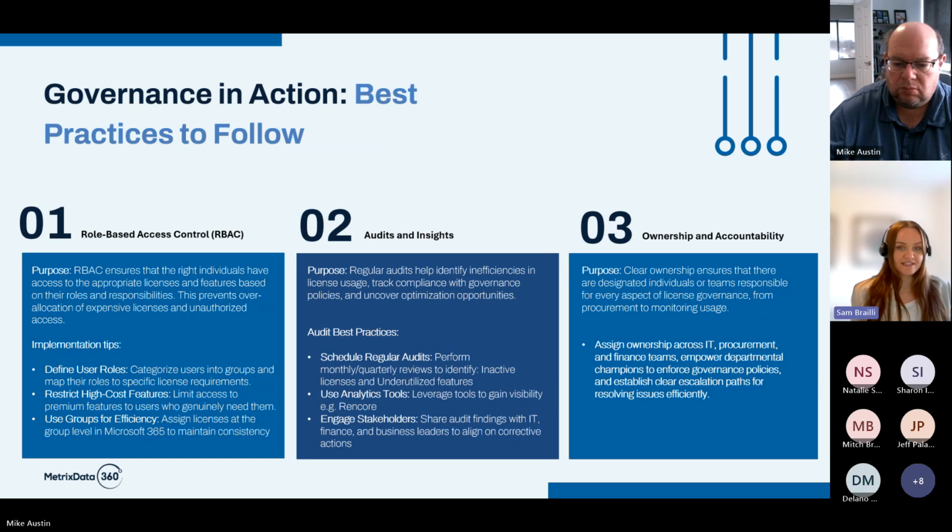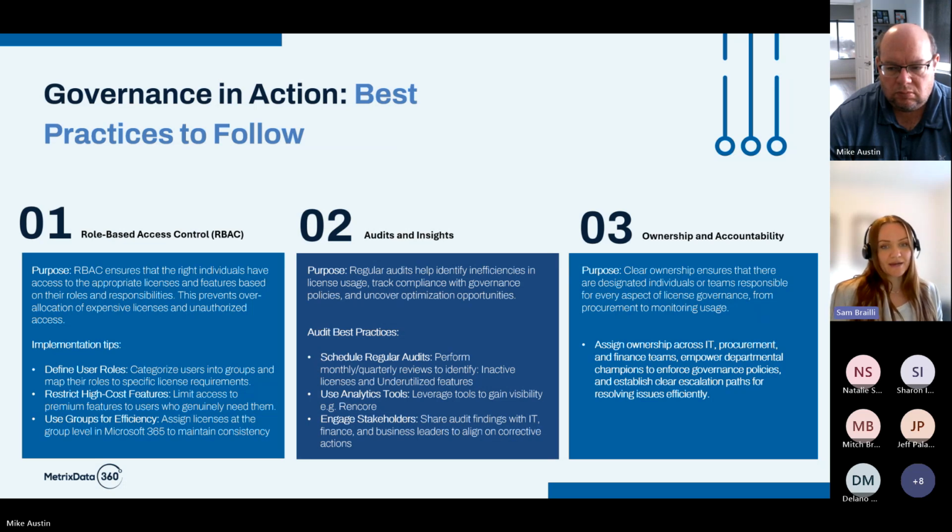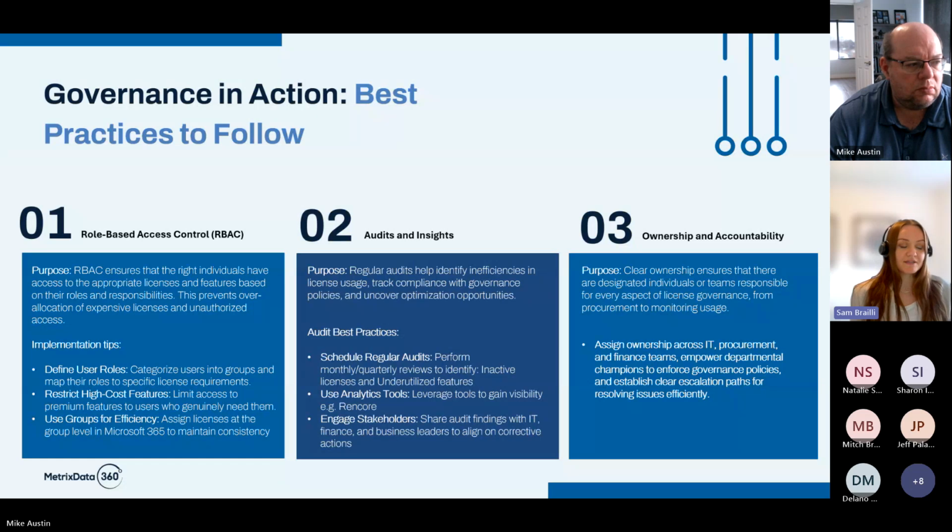So just to conclude this slide, there are the three practices: RBAC, regular audits, and also ownership and accountability. These are fundamental for good governance. Implementing them early helps us stay compliant, avoid any unnecessary costs, and also ensures the right people have access to the right tools.